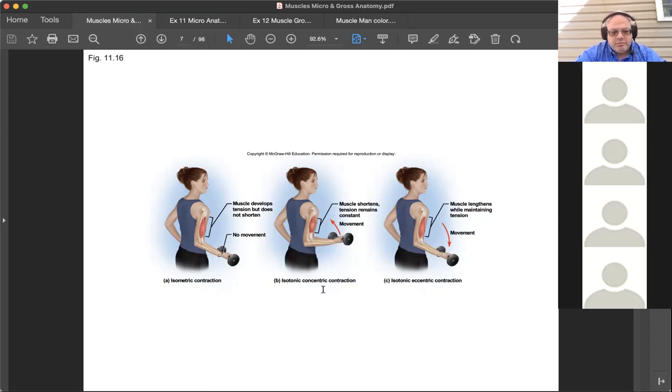So you have isometric contraction, and you've got 2 types of isotonic contraction. Think the tone, the contraction, so the contraction is the same. You have an isotonic concentric contraction, which is what we usually think of as a contraction. The muscle contracts and the muscle shortens. You also have an isotonic eccentric contraction, where there's tension in the muscle, but the muscle actually lengthens.